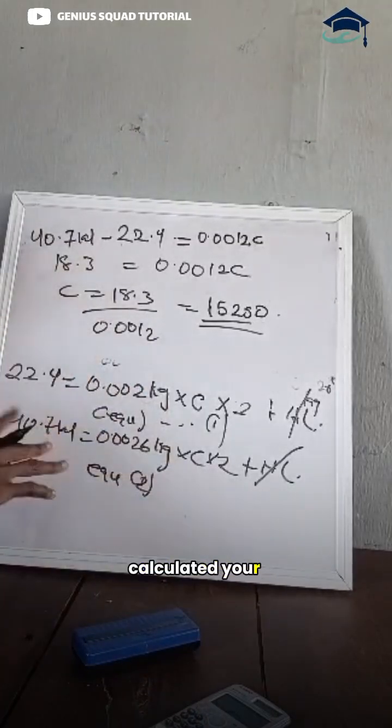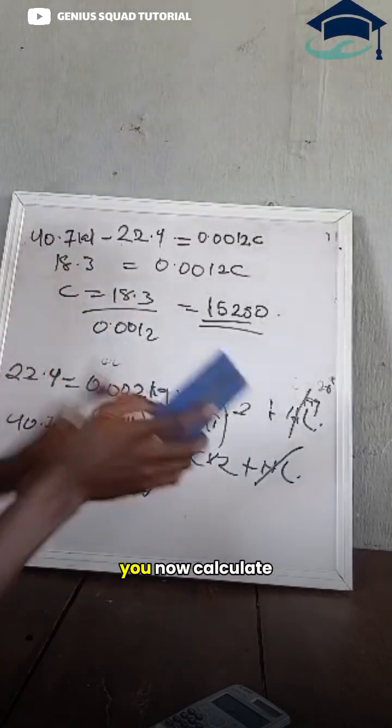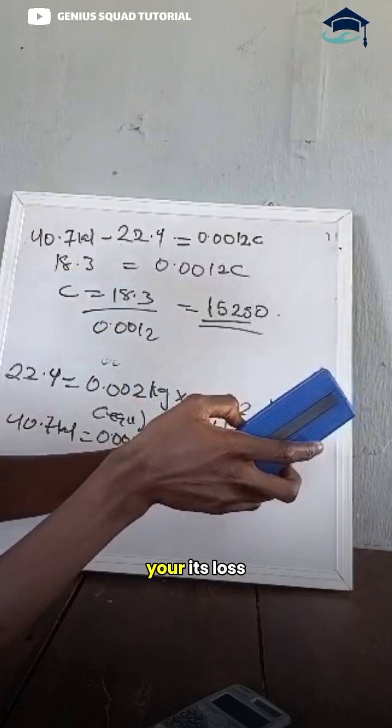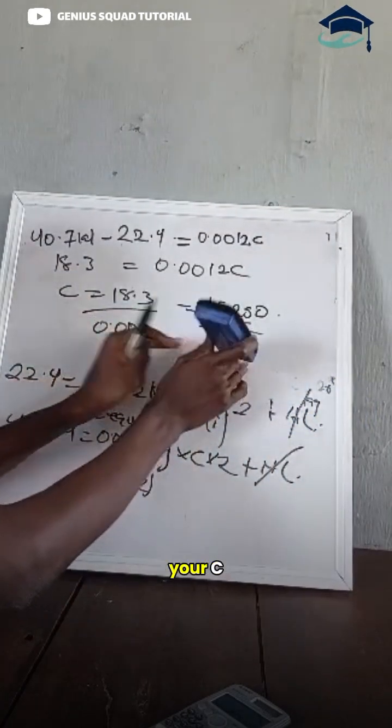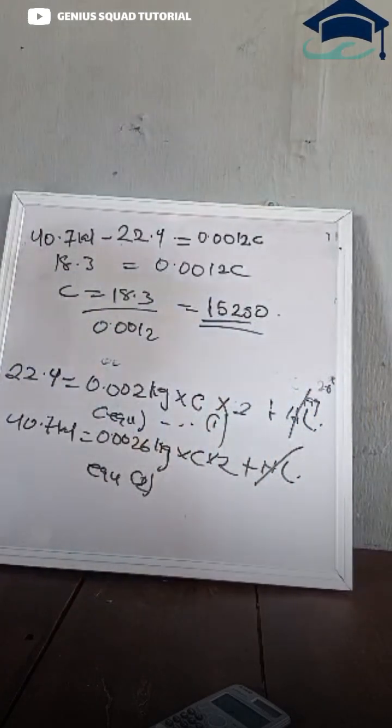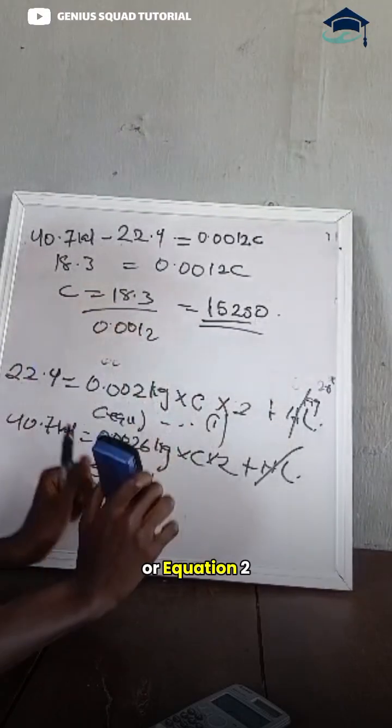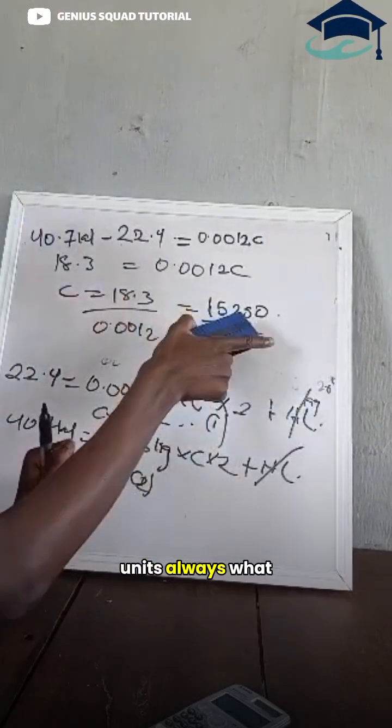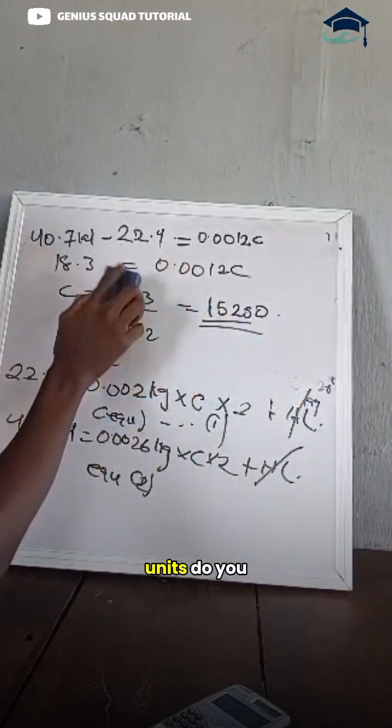So since you already calculated your C, how will you now calculate your heat loss? Because this is your heat loss. You will now substitute this value of your C into any of your equations. Either you use equation 1 or equation 2. Please don't forget your unit. Always attach your unit. Do you understand?